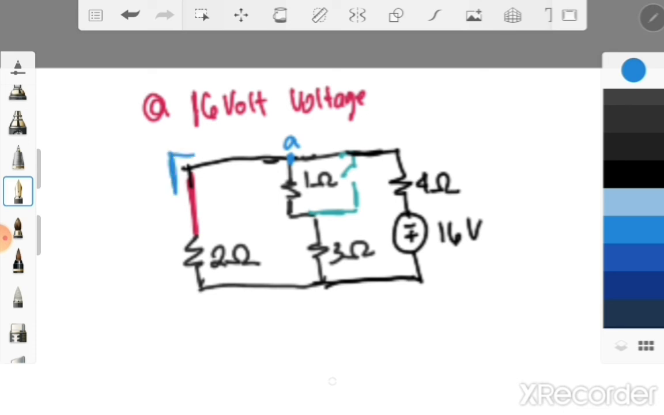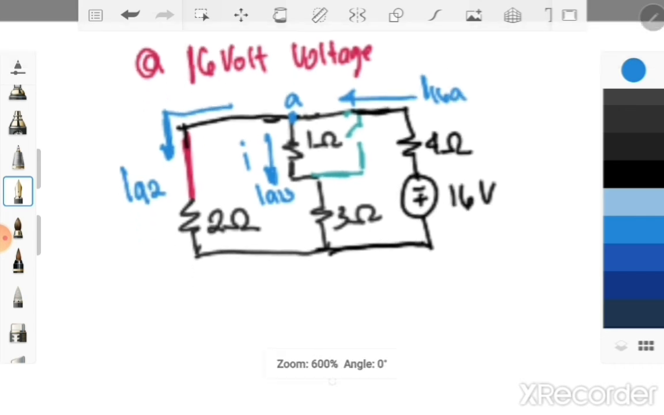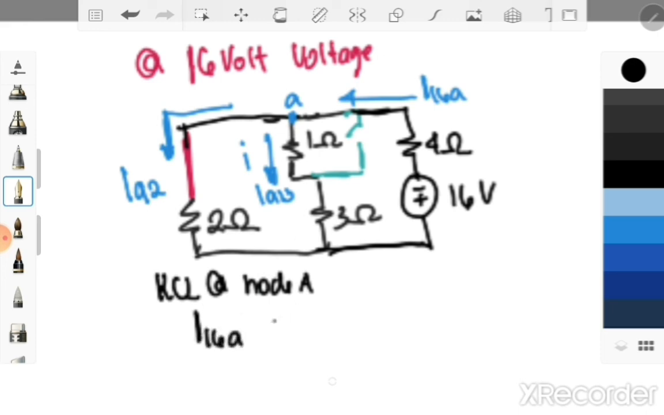Okay, so we have our currents. So since meron ka ng current dito, this is basically your IA13, and then my IA2, and then another current going to the node which is your I16A. Okay, so KCL at node A, we have I16A going into the node minus IA2 going out the node minus IA3 going out the node, IA13 going out the node, which is equal to 0.